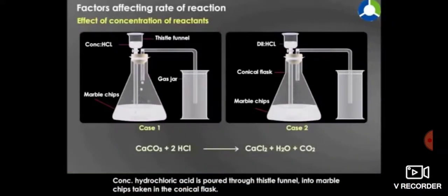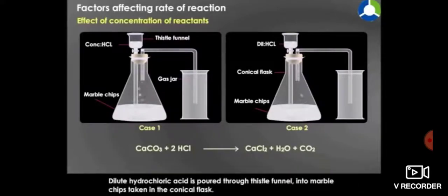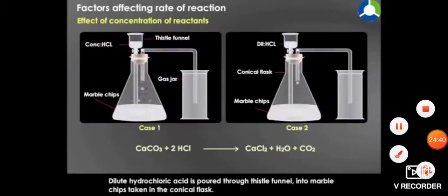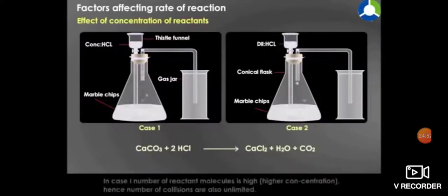Concentrated hydrochloric acid is poured through thistle funnel into marble chips taken in the conical flask. Colorless gas of carbon dioxide evolved vigorously and collects in the gas jar. Dilute hydrochloric acid is poured through thistle funnel into marble chips taken in the conical flask. A little amount of carbon dioxide is formed and collects in the gas jar.